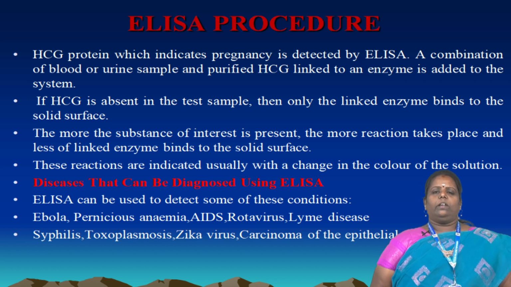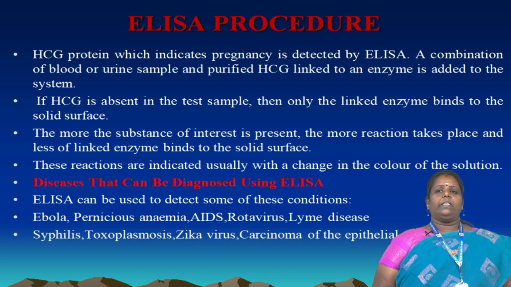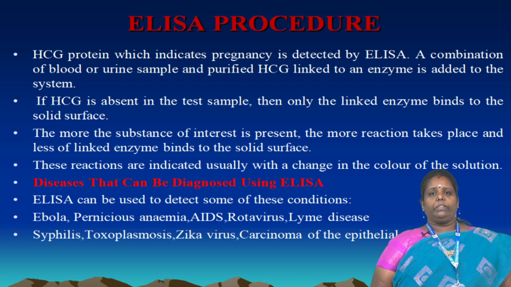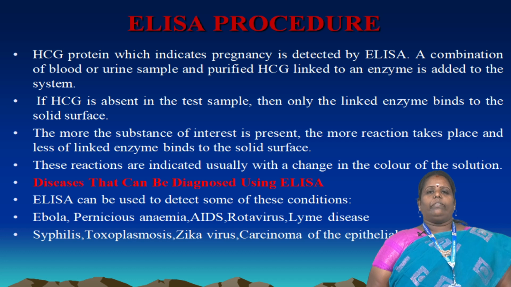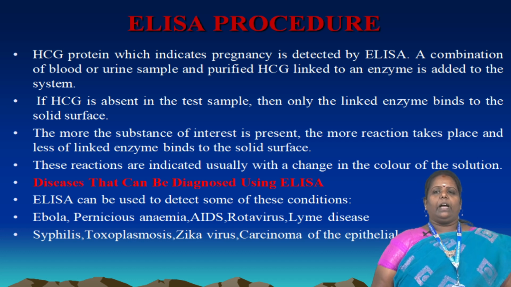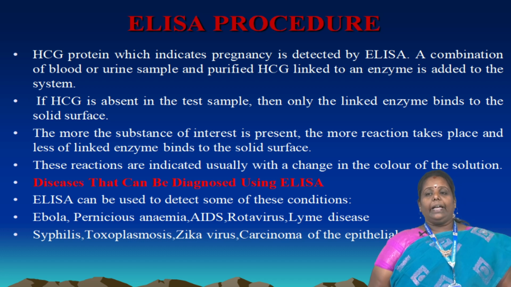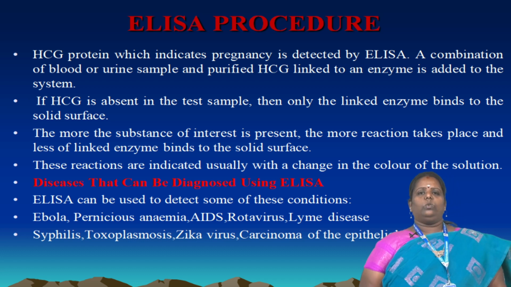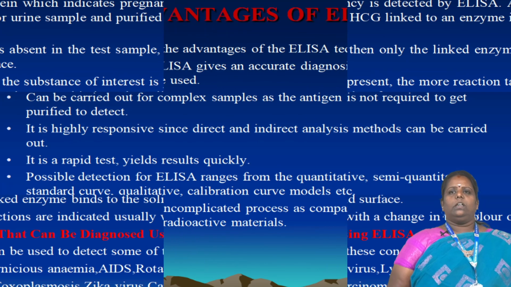Another one is AIDS. You know very well about that. ELISA is one of the main tests. Everybody knows about AIDS. That is one of the severe diseases. To know whether a person is affected by the disease, we have to know about the ELISA test, identifying whether the person is affected by AIDS, rotavirus, Lyme disease, syphilis, toxoplasmosis, Zika virus, carcinoma of the epithelial cell. Everything we can identify through the ELISA test.